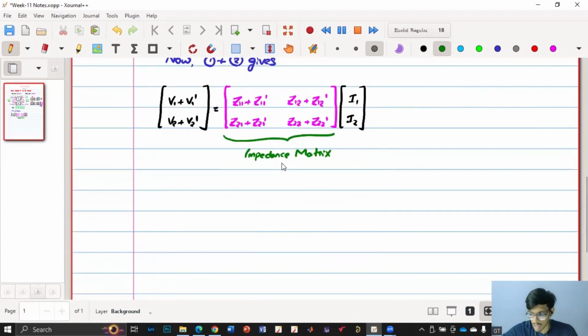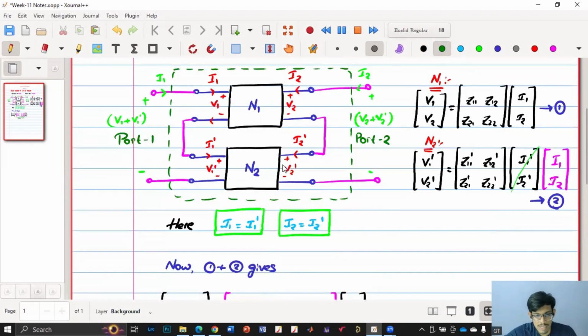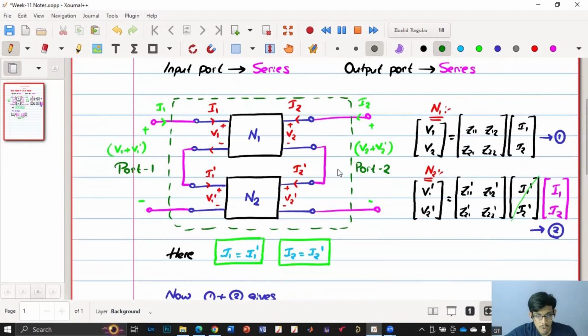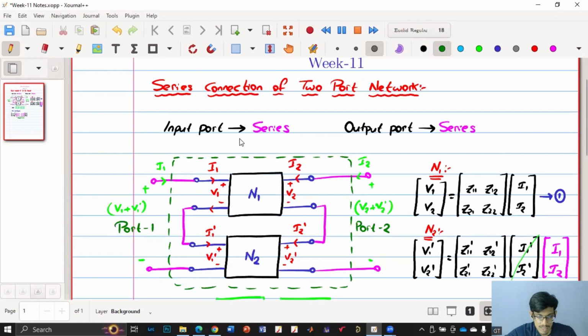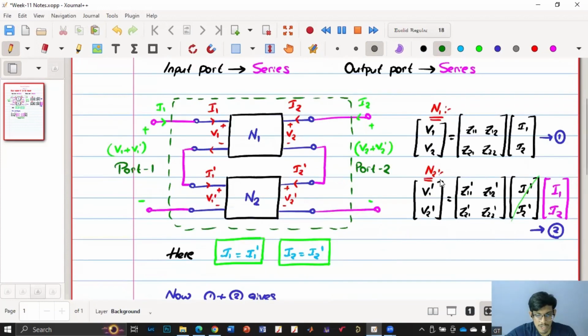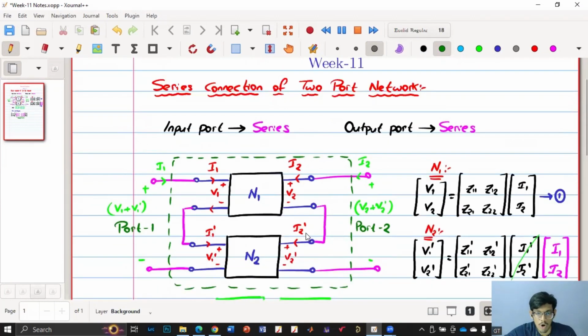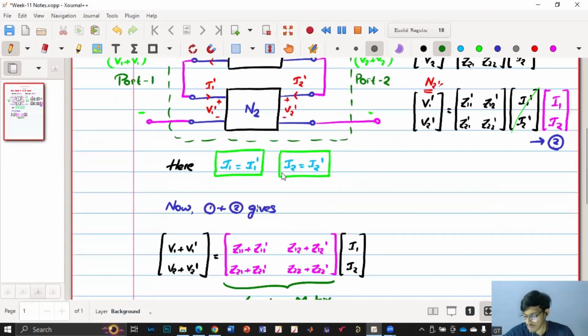So now if you want to summarize, we can say that the impedance matrix of the overall two-port network when they're connected in series is just the summation of the impedance matrices of the individual two-port networks.